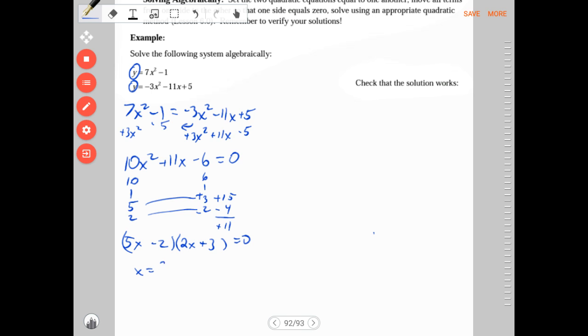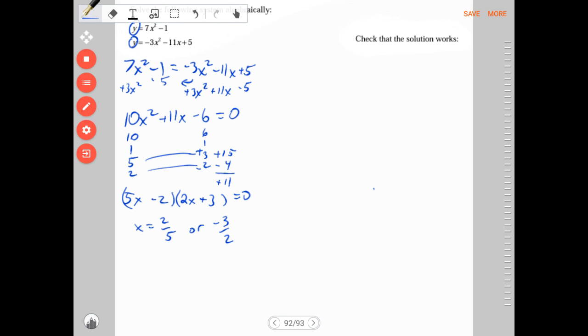So then x equals 2/5 or negative 3 over 2. They're fractions, not a big deal. Now, of course, we put it into either one of the equations. Again, I think the top one's easier. This part doesn't matter. So I'm going to figure out the y's for those. So y equals 7 times 2/5 squared minus 1, and we just type that into our calculators.